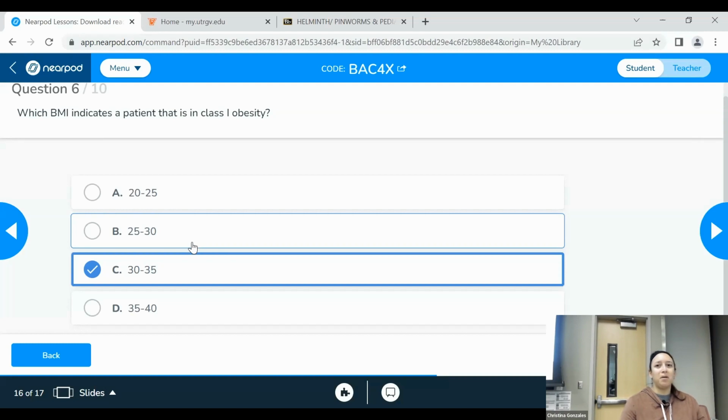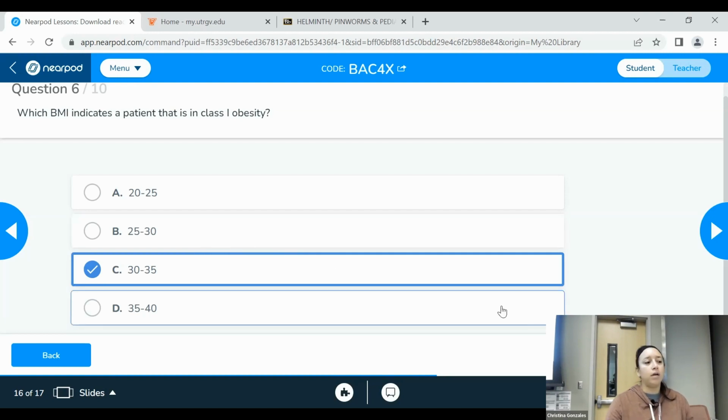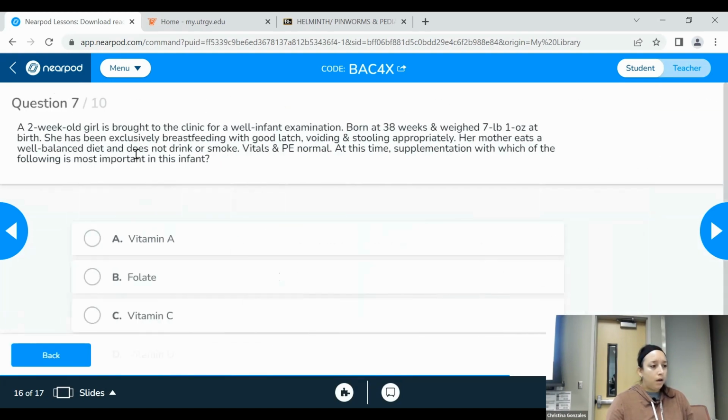I feel like it's something we all know a little bit about, at least are familiar with. But I haven't seen that many questions on QBanks on it, just being familiar with it. And they're also going to cover obesity again in endocrine. Okay. All right.